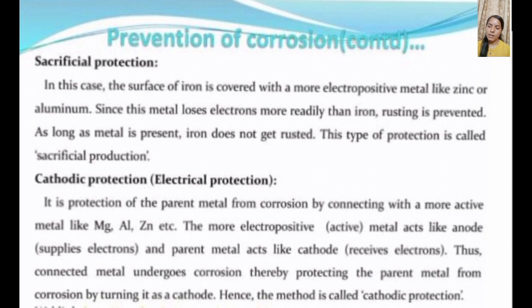Cathodic protection or electrical protection. It is protection of parent metal from corrosion by connecting it with a more active metal like magnesium, aluminium, zinc, etc. The more electropositive, that is active metal, acts like an anode that supplies electrons, and the parent metal acts like a cathode that receives electrons. Thus, the connected metal undergoes corrosion, thereby protecting the parent metal from corrosion by turning it into a cathode. Hence, it is called cathodic protection.